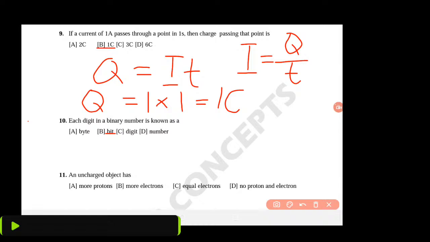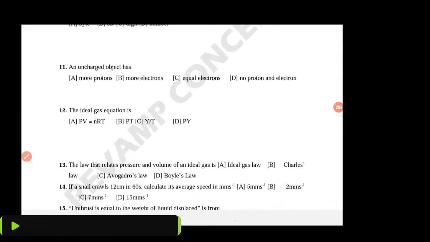So I want to believe there is no correct option here, or probably there's a typographical error. But for an atom to be uncharged, it must have an equal number of protons and electrons. Take note of that. Okay, let's move away from here.